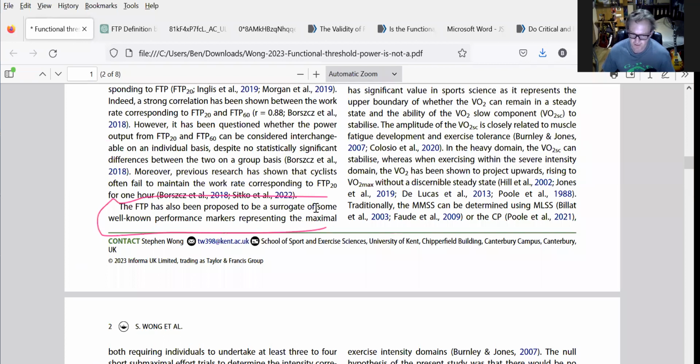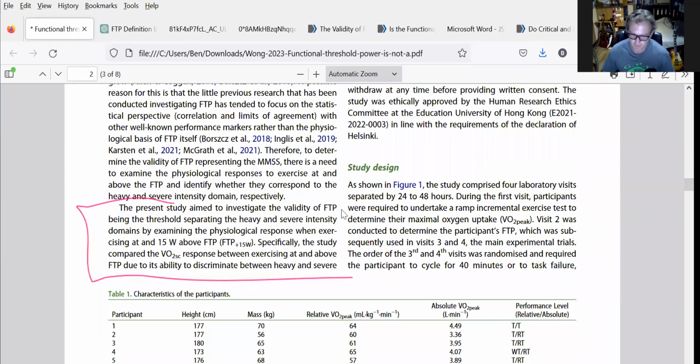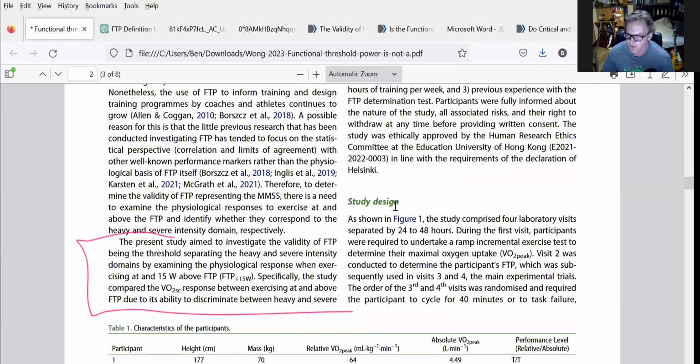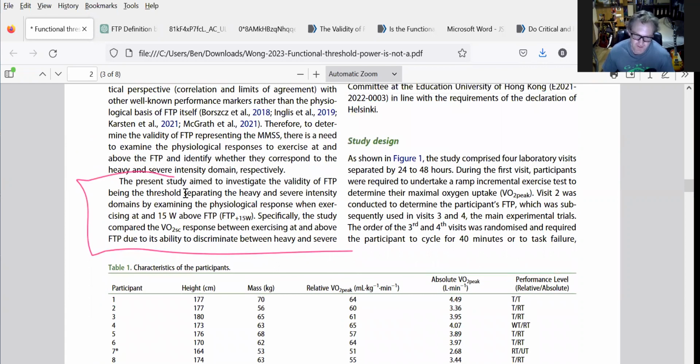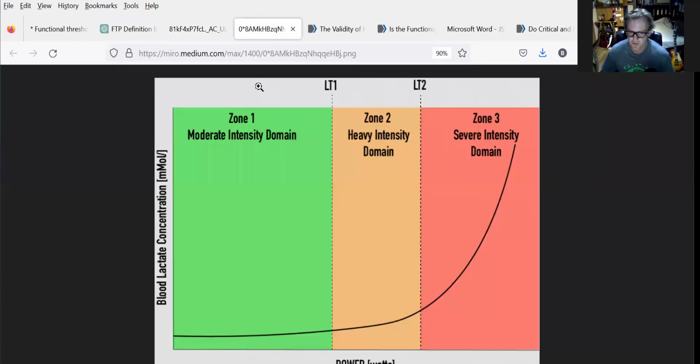Okay, so let's go down and work out what this study did and why I'm probably a little bit more passionate about this than I should be, or even a little bit more confused than I should be. So the present study aimed to investigate the validity of FTP being a threshold separating the heavy and severe intensity domains by examining the physiological response when exercising at FTP or 15 watts above. Okay, so this is why I said go watch my first video.